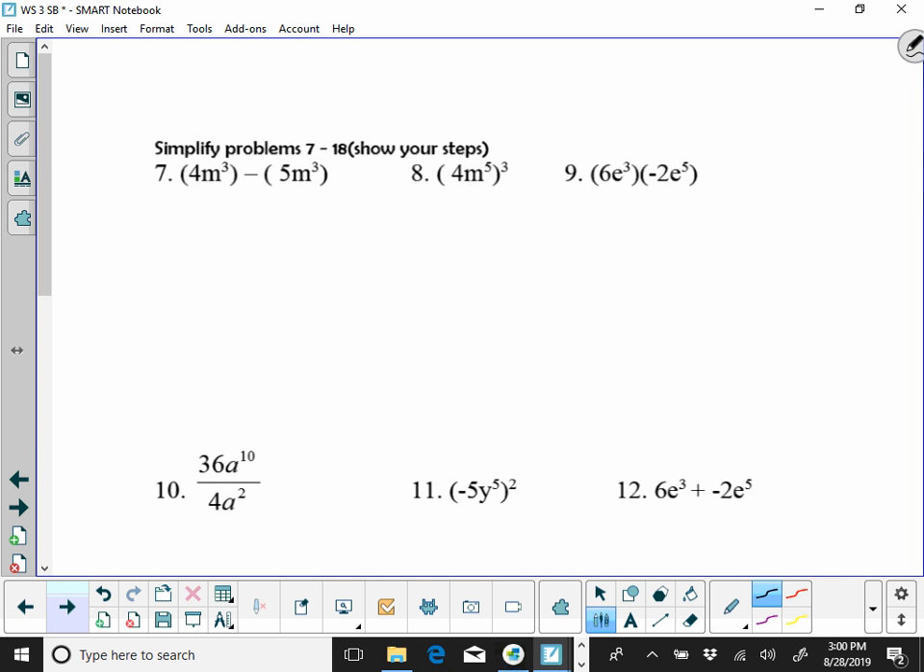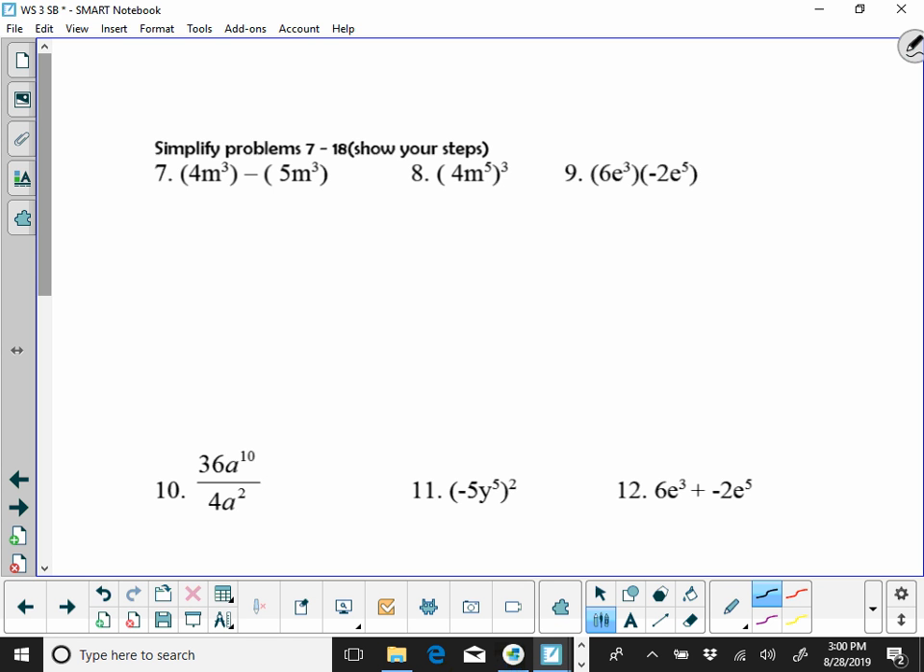All right, 7 through 14, I believe, are all your exponent rule problems on this page. Okay, remember exponent rules: if you're adding or subtracting, you have to have the same exponent and the exponent stays the same. Multiplication, you add your exponents. Division, you subtract your exponents. And power to a power, you are going to multiply your exponents.